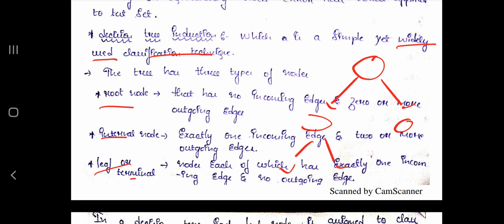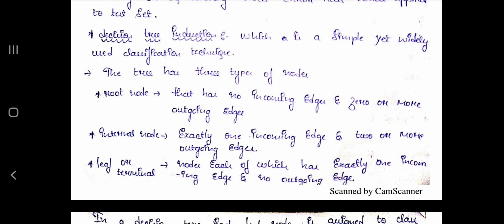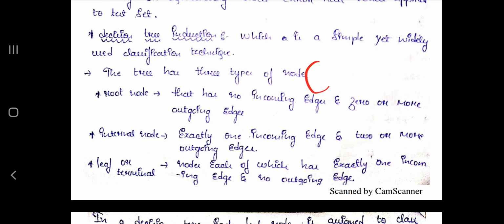If I give you a visual representation, this is called the root node, and this is the internal node, and this is the leaf node. So different types of nodes are there, and the definition is as follows. The root node has no incoming edge and zero or more outgoing edges. Internal nodes have both outgoing as well as incoming edges. In the leaf or terminal node there will be no outgoing edge, but there will be an incoming edge.